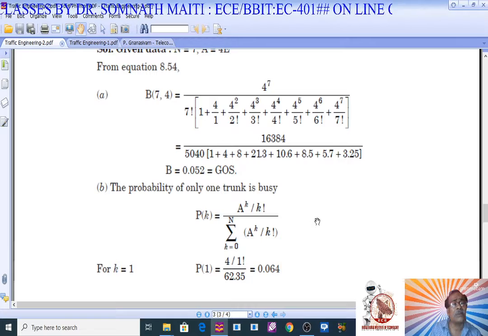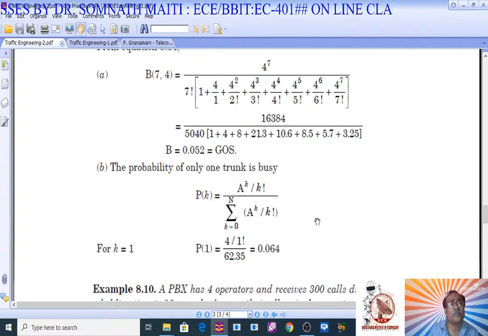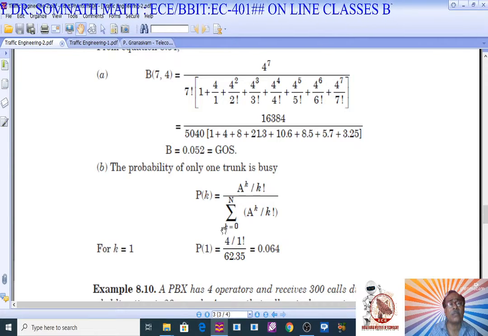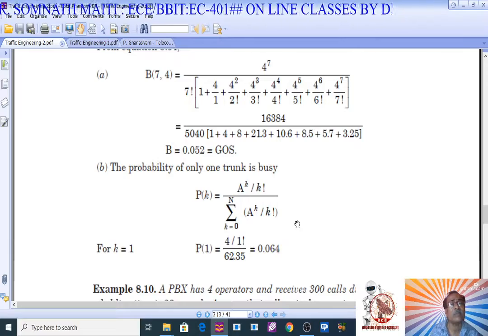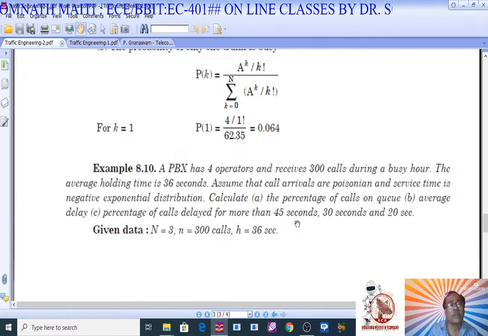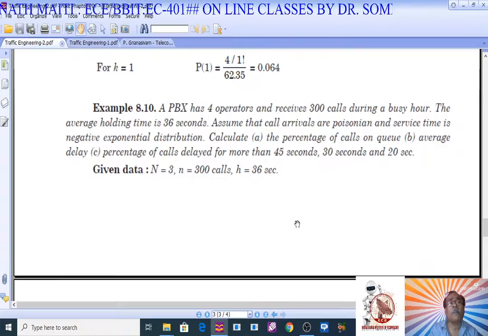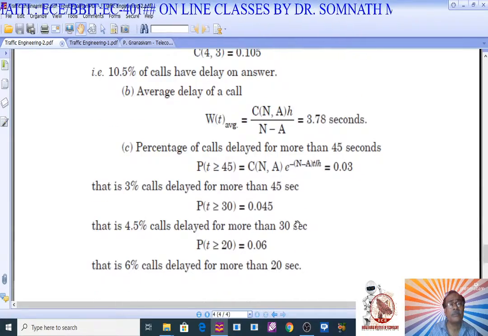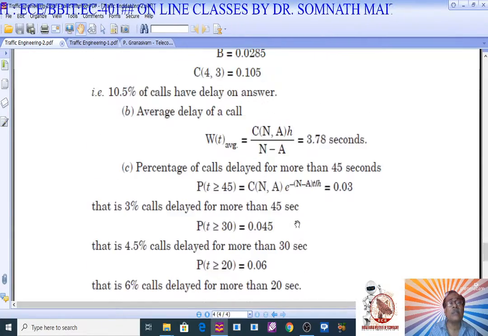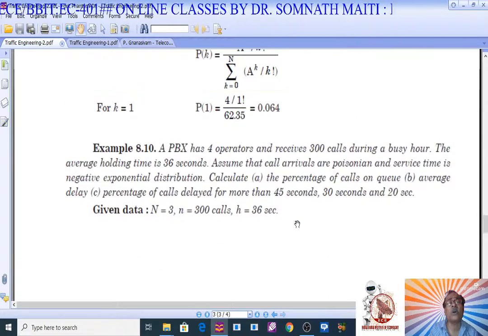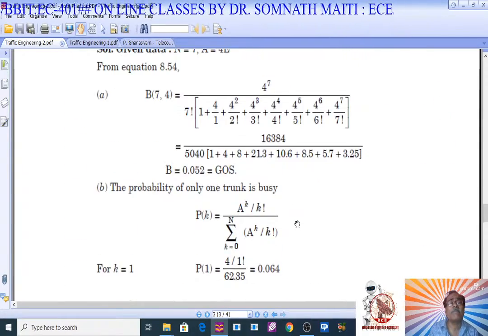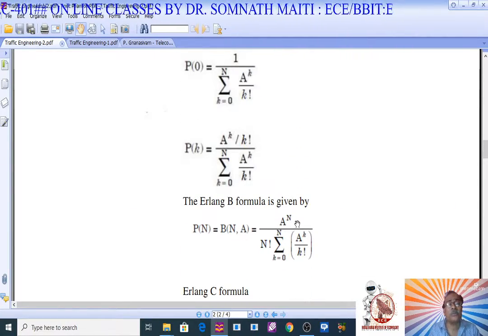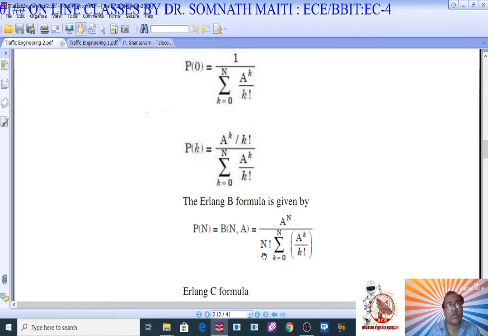For the probability that only one trunk is busy, we know Pk. So say P1, only one trunk is busy, equals A^k over k factorial. From here, if you substitute P1, you can find out this one. And if you go through this one, you will be able to work out this problem. But following this formula, based on this Erlang B formula, you try to solve the blocking probability or grade of service.